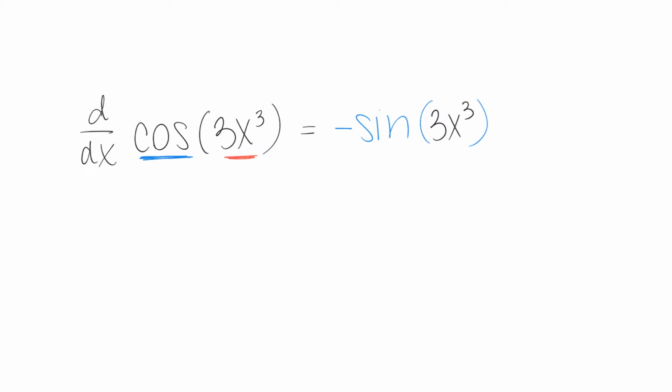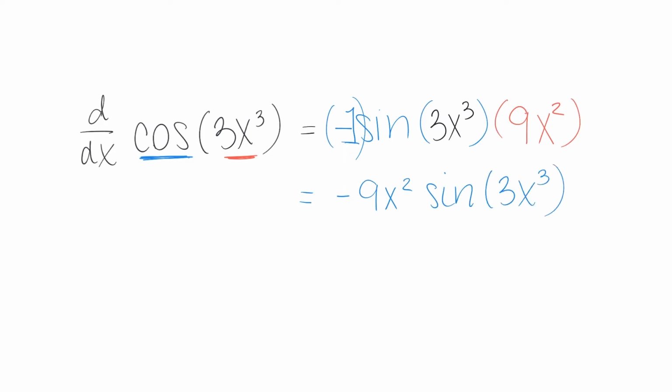Now we need to take the derivative of the 3x cubed. What is the derivative of 3x cubed? It is 3 times 3, which is 9x squared. Clean this up, but remember, this negative is basically like a -1, right? Like, isn't that like having -1 right here? So we can rewrite this as negative 9x squared times the sine of 3x cubed. Okay, good.